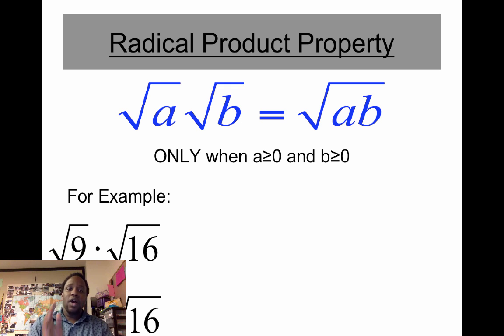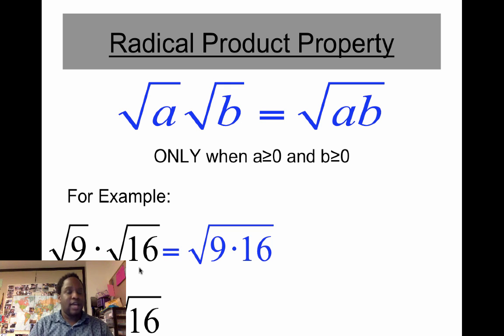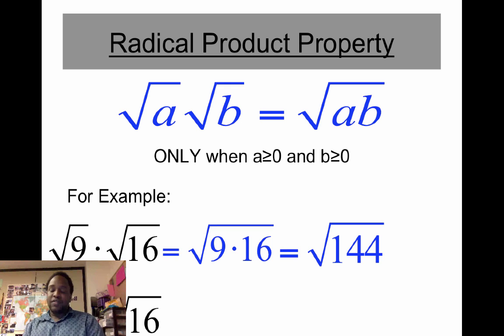All right, so radical product property. The square root of A times the square root of B is equal to the square root of A times B, just as long as A or B are not 0. So, for example, the square root of 9 times the square root of 16 is equal to the square root of 9 times 16, which is equal to the square root of 144, because 9 times 16 equals 144.